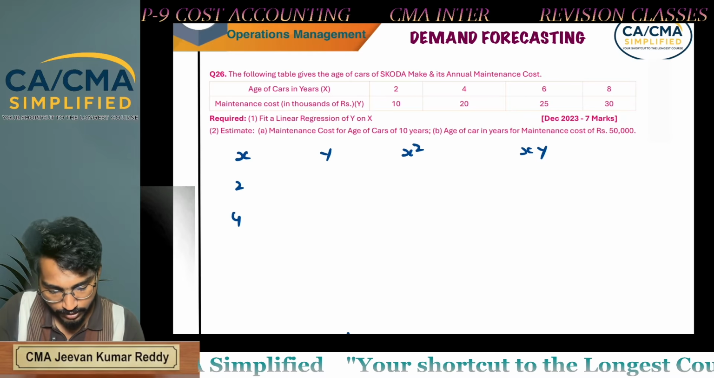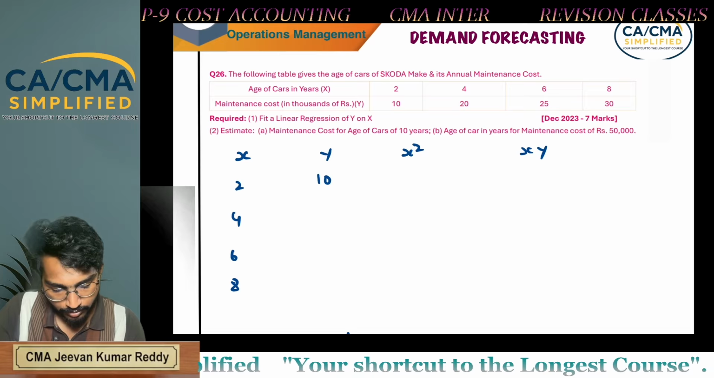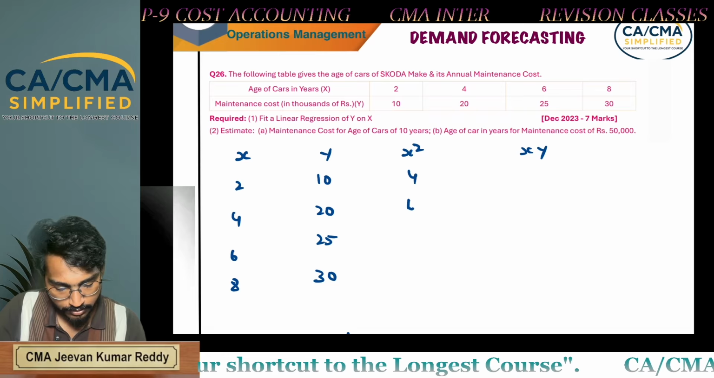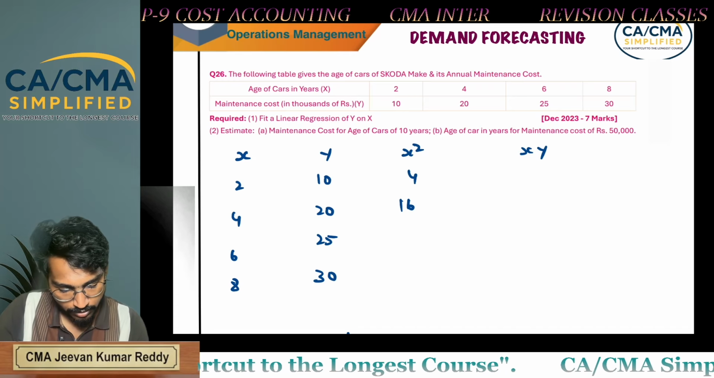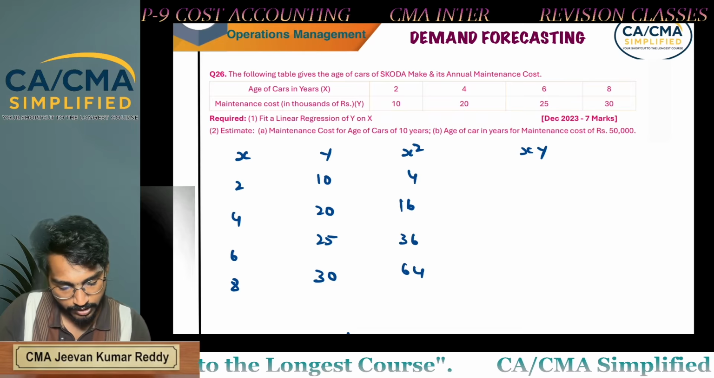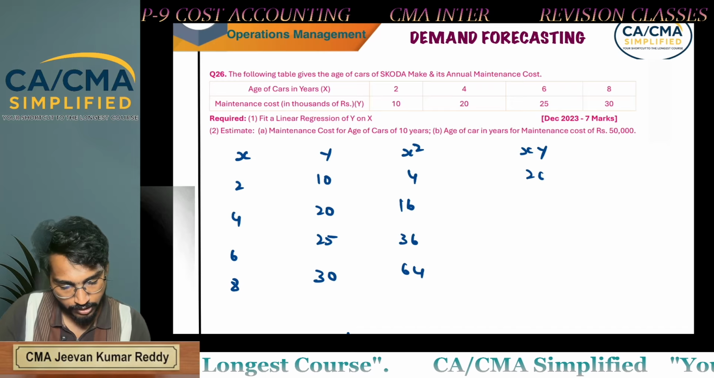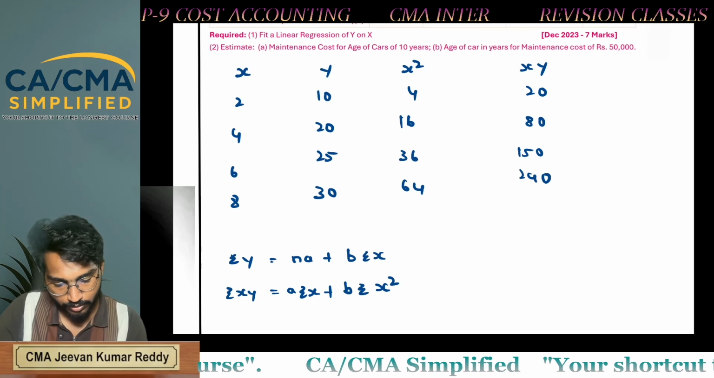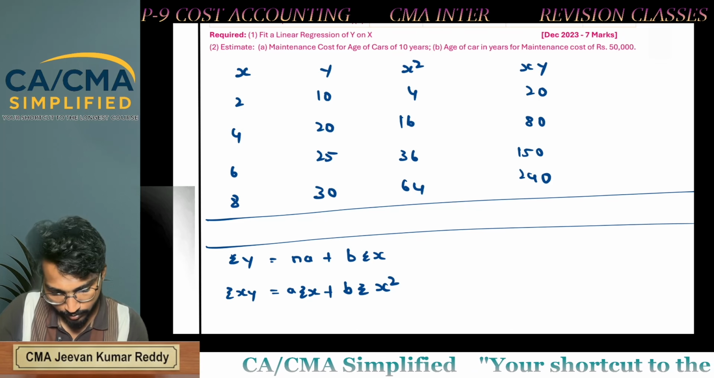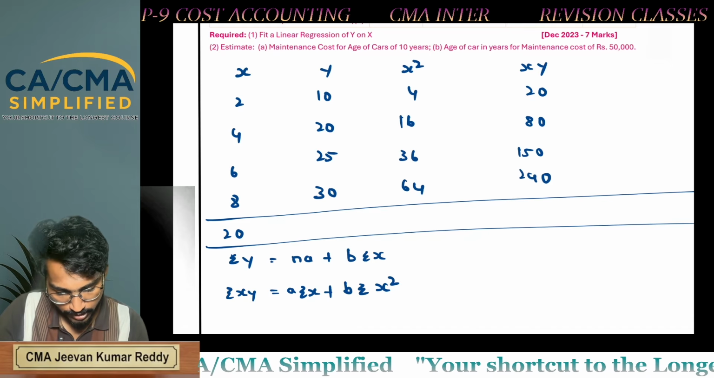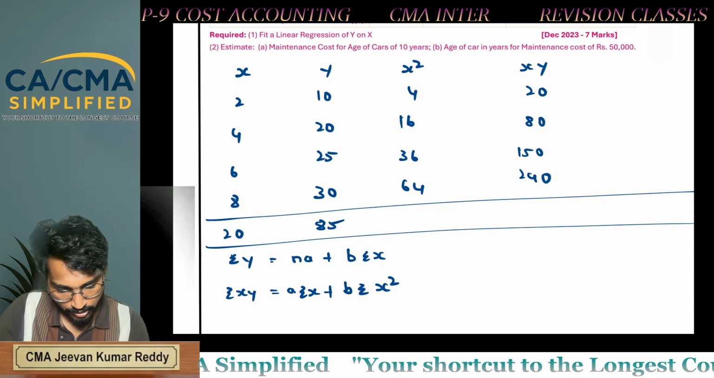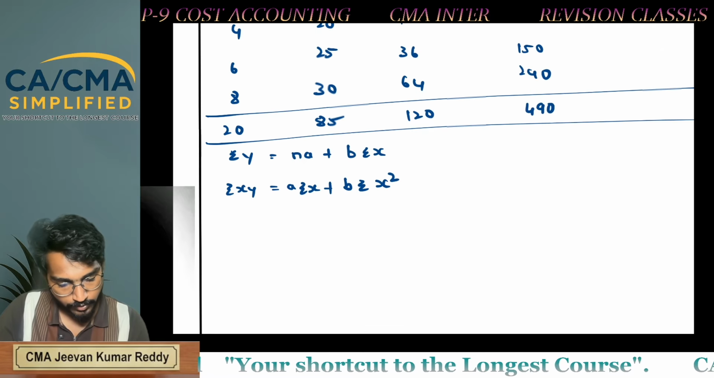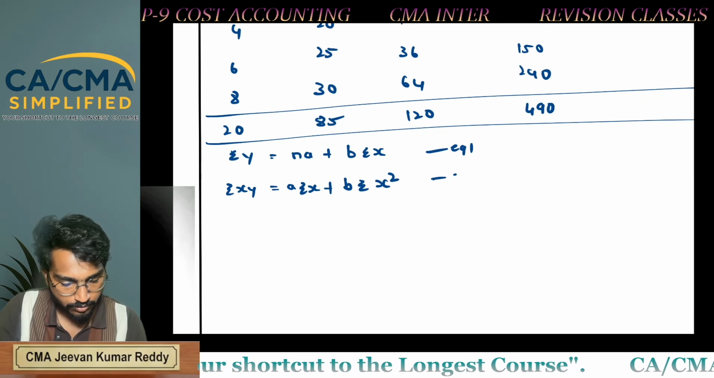x is 2, 4, 6, 8; y is 10, 20, 25, 30; x square is 4, 16, 36, 64; and xy is 20, 80, 150, 240. Now summation x is 20, summation y is 85, summation x square is 120, and summation xy is 490. Now this is equation 1, equation 2.